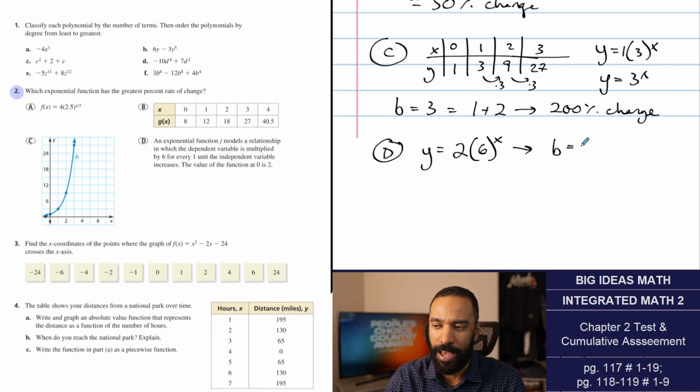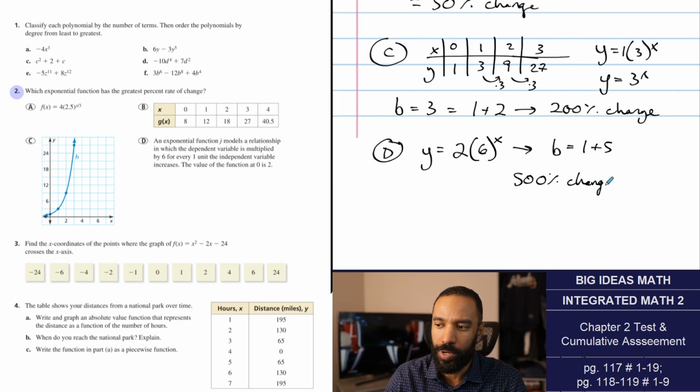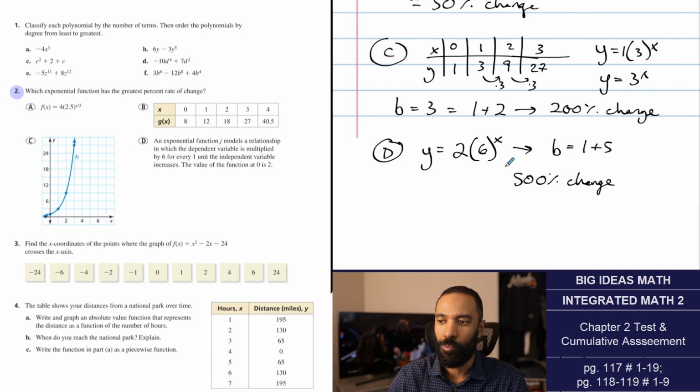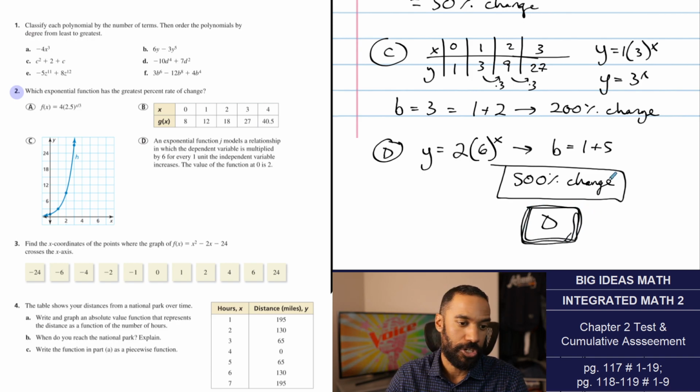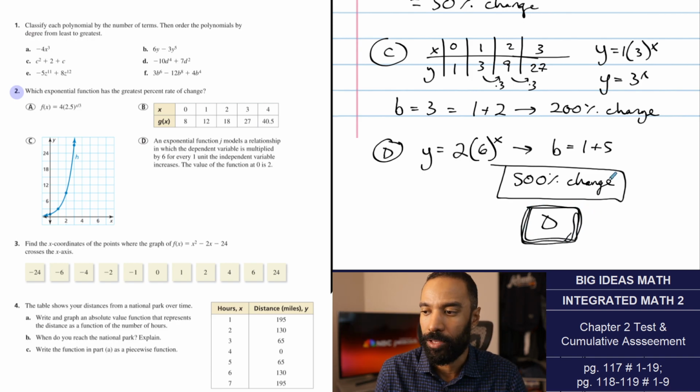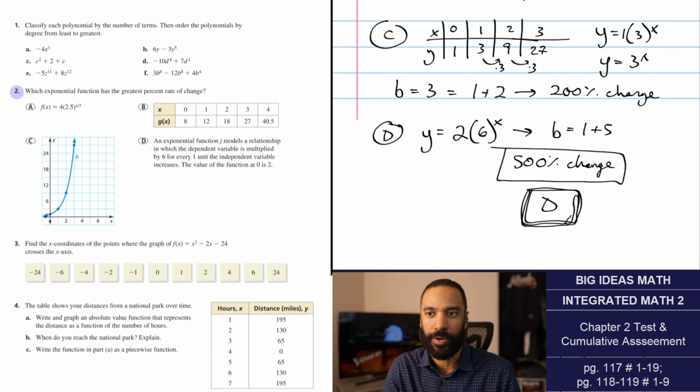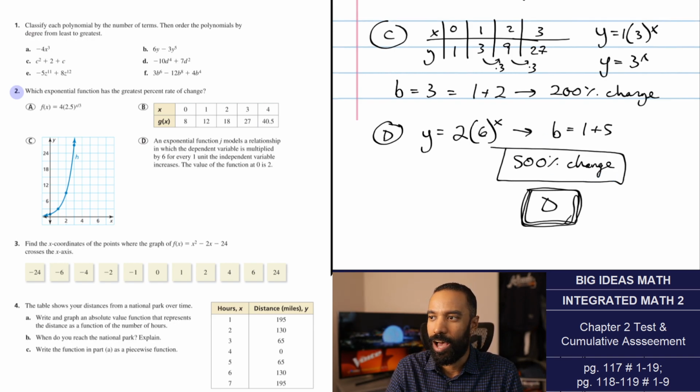This means your b value is 1 plus 5. That makes it a 500% change. So these only increased over time. It will be D that ends up being the answer there. It just gets larger and larger as you go. None of them were negative. It looks like the percent change just grows, and that's what we're going to get. 500% change is the largest one. Did I answer that correctly? Which exponential function has the greatest percent rate of change? D.